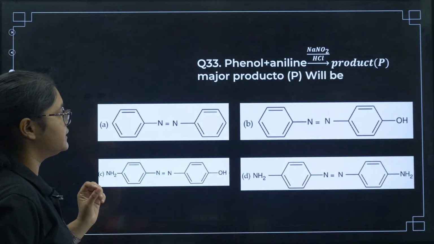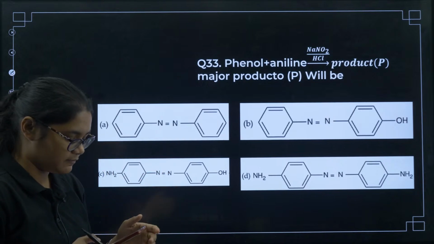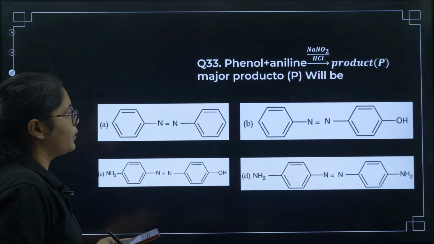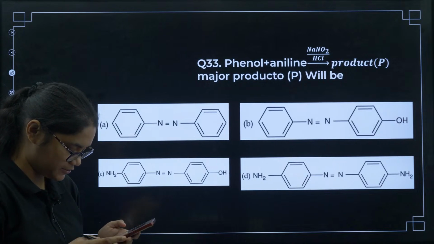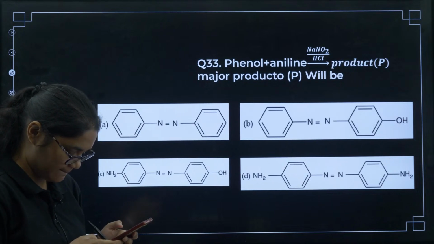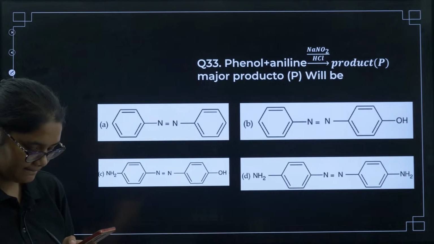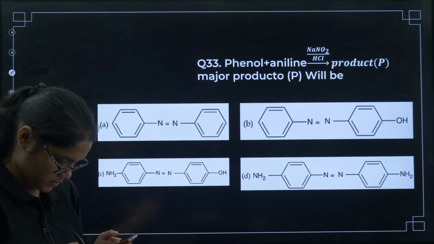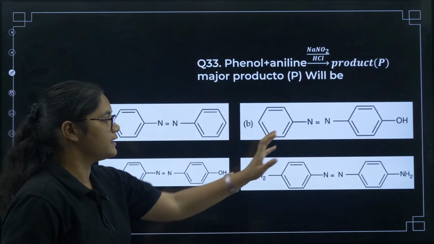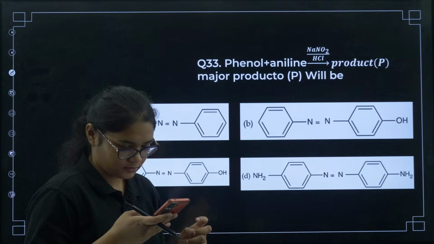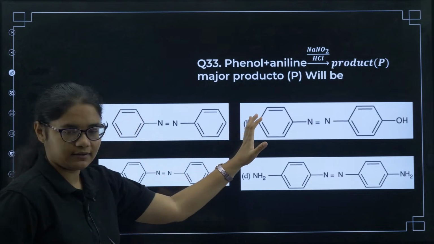Now coming to the next question, number 33. Phenol plus aniline, with NaNO2 and HCl, gives product P. What will the major product P be? Quickly, this is your coupling reaction, a very easy question, you can easily guess. 33, B, yes, the azo compound. All of you are correct, B is the correct answer.